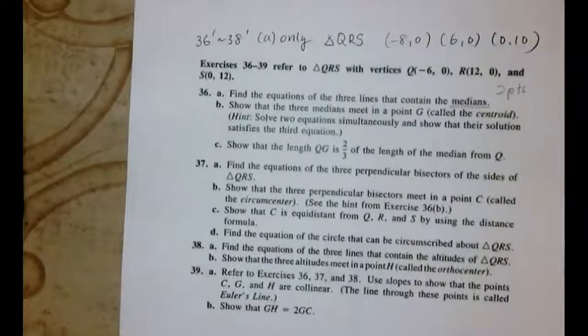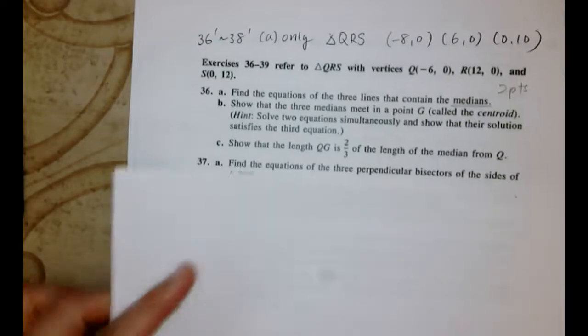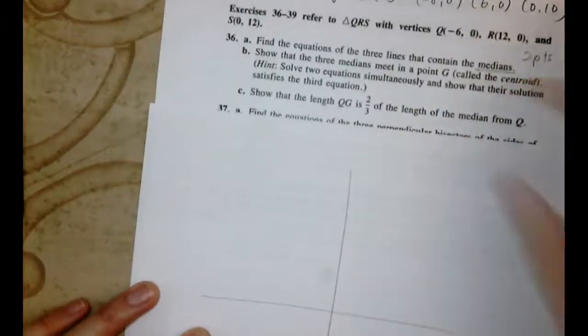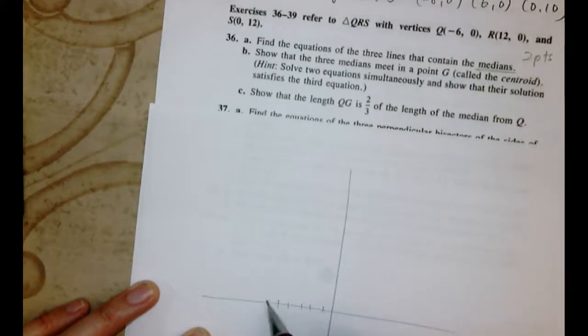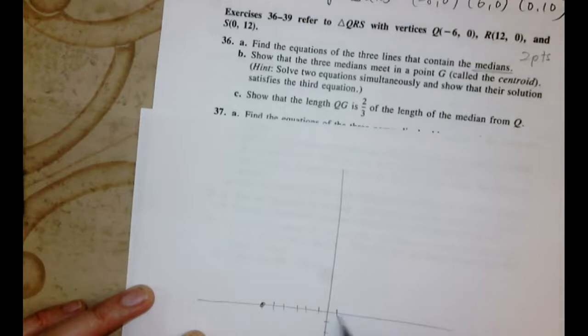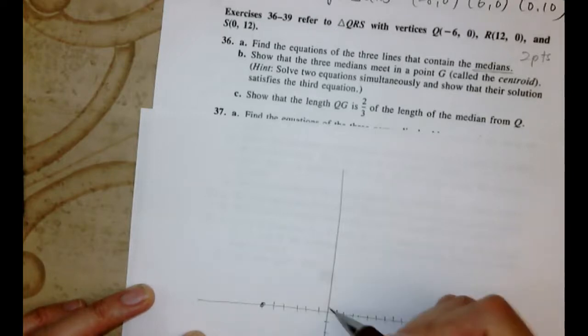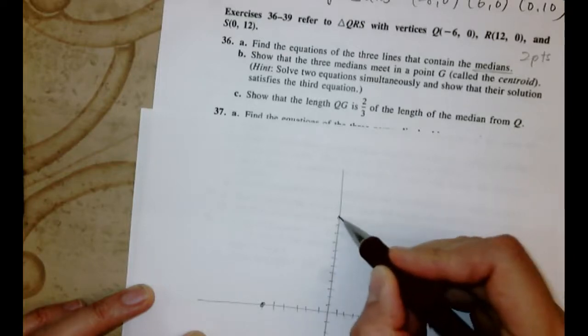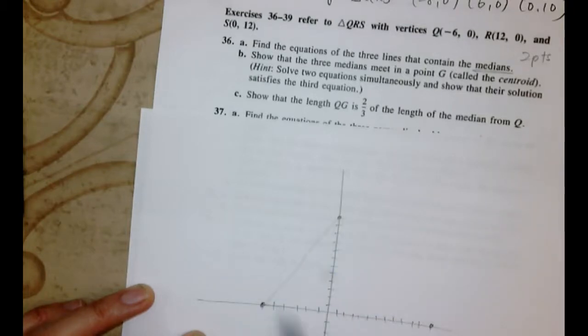Okay, so this is a law. Let's use this paper over here, and let's just do a rough sketch. 0 and -6, 1, 2, 3, 4, 5, 6. And 0 and -6 is over here. And 12 and 0, 1, 2, 3 up to 12. And then 0 and 12. All right, so roughly, that's a triangle. Okay?